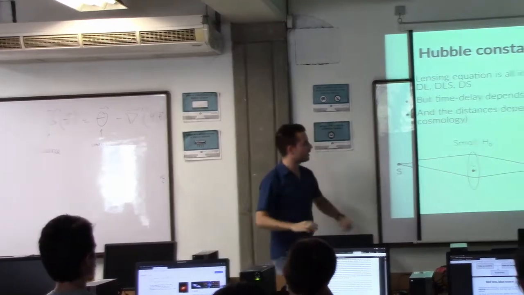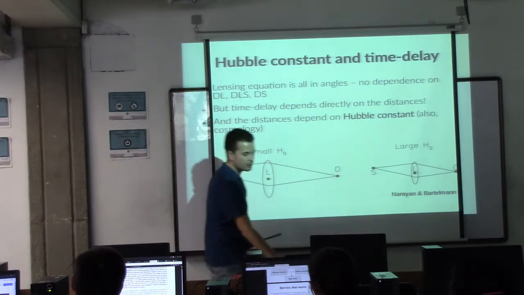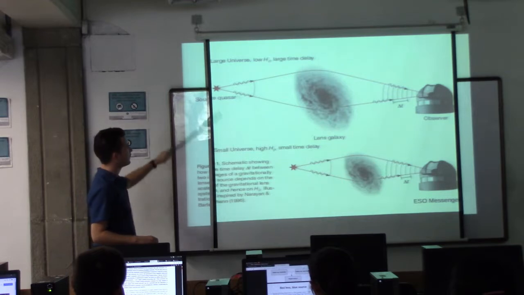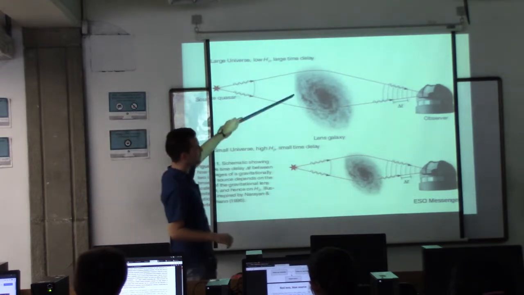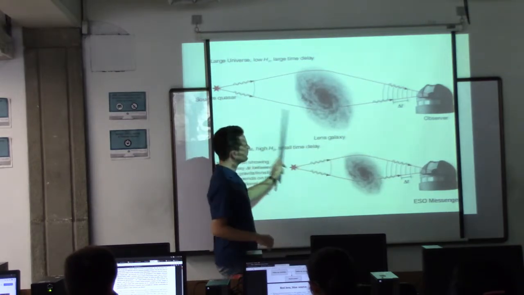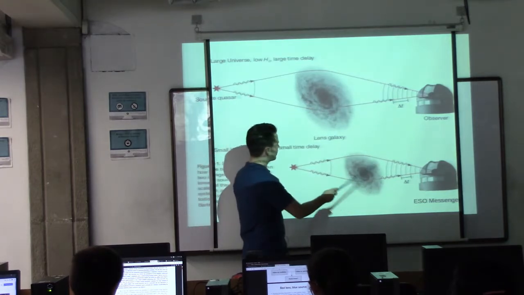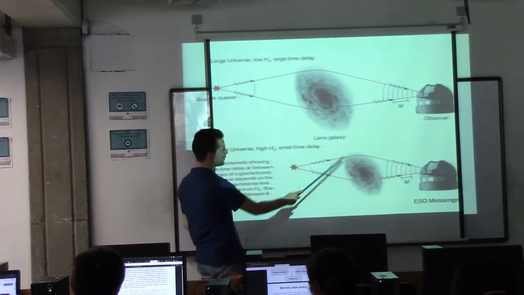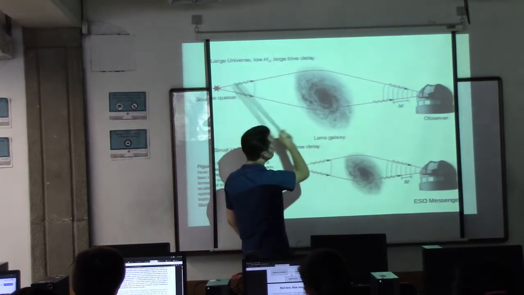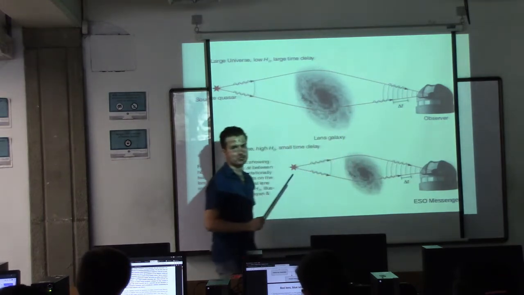Image positions only don't depend strictly on these distances, but the time delay does. So this is a different version of this figure, but now a bit fancier. If you have two different paths going through the lens with different time delay, for a large Hubble constant, a small universe, you get a short time delay. If the distances are very large, the time delay will scale proportionally.